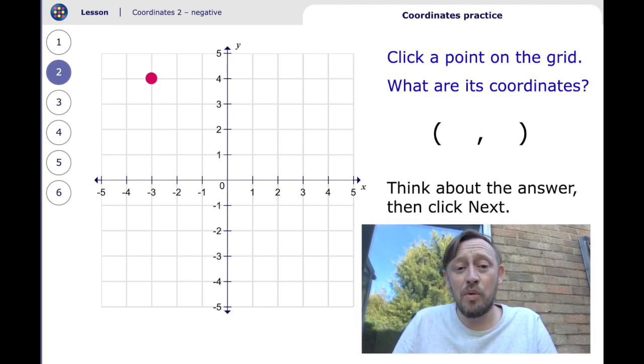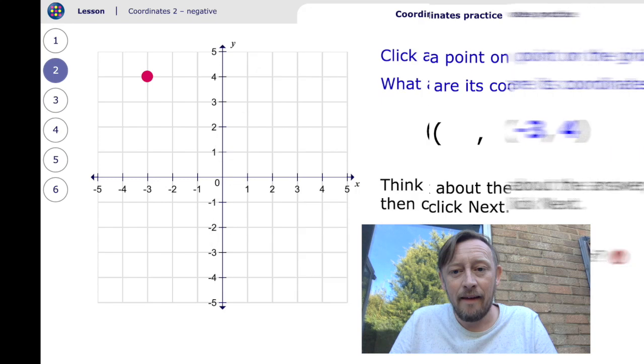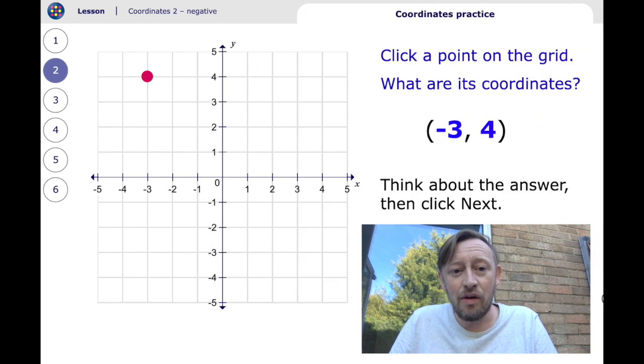Now we have a second example. The blob has moved. It's in a different part of the coordinate grid. Have a think, what could this be? Have a think about which axis we read first. Pause the video if you need a bit of thinking time. Yep, and hopefully you can see if we read along the x-axis first, it's -3. Read up the y-axis, it's on 4. So it's going to be -3, 4.